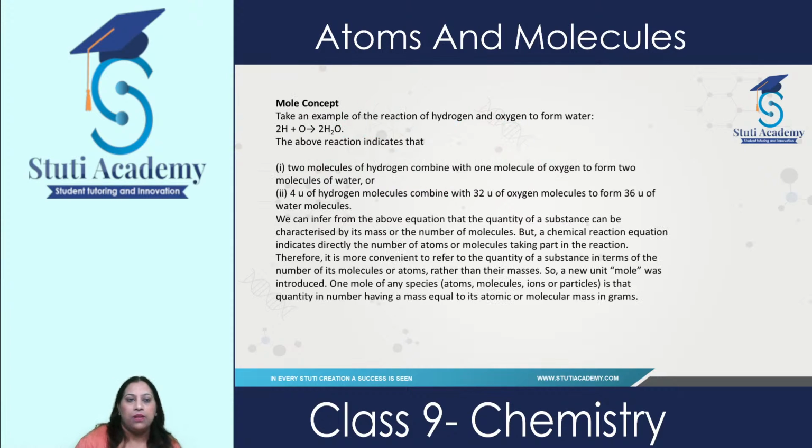For example, 2H2 plus O2 gives water. This is a combination of 2 atoms of hydrogen and 1 of oxygen. Now, 2 molecules of hydrogen when combined with 1 molecule of oxygen form 2 molecules of water. Or we can say that 4U of hydrogen combined with 32U of oxygen forms 36U of water molecules. What does it mean?